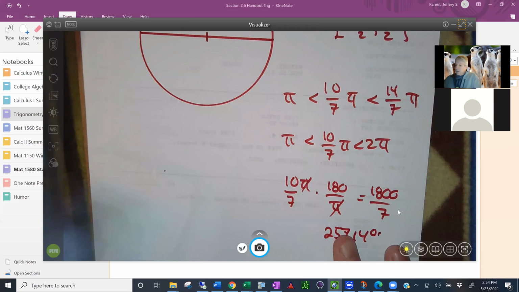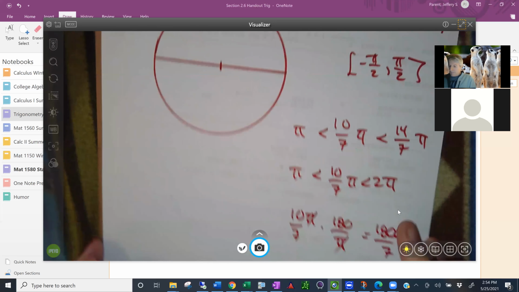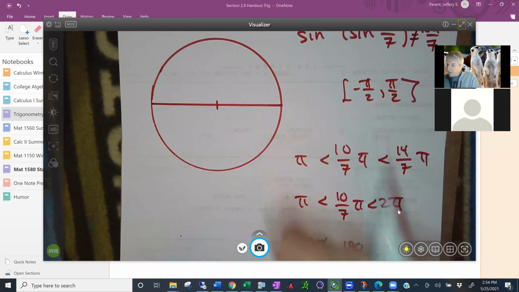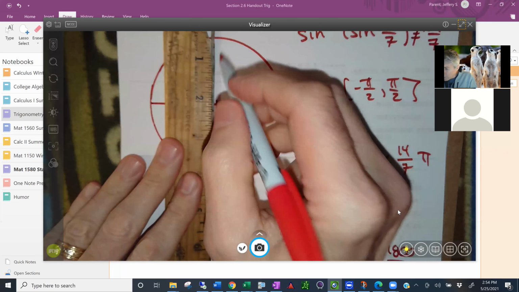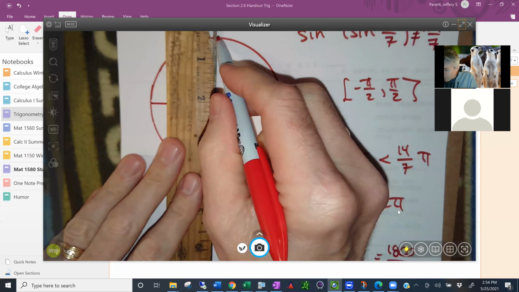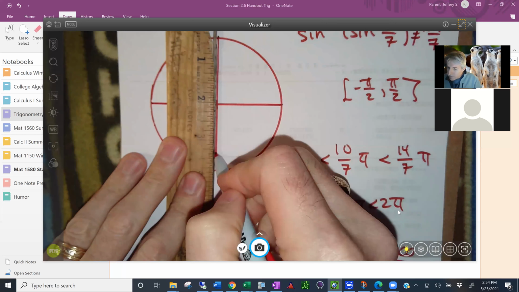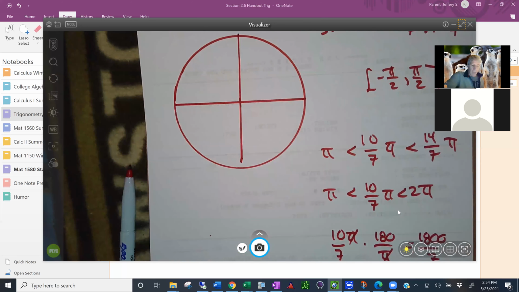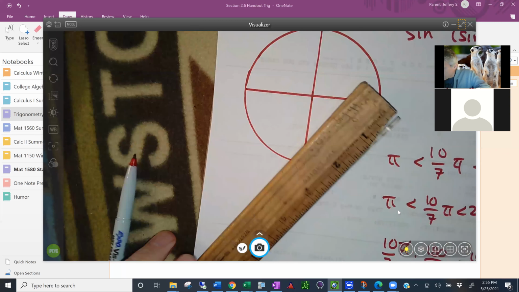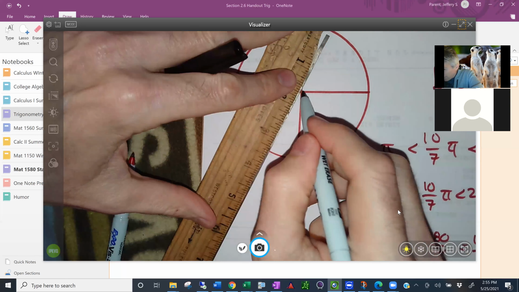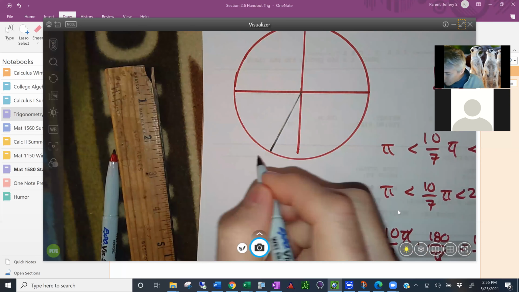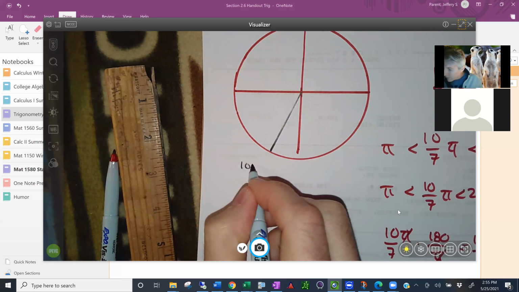Okay, so what quadrant does that put it in? Where's that going to be? That's going to be in the third quadrant someplace. So let's just draw an angle, not exactly at random, but a little bit at random. It doesn't have to be terribly precise here. So this is our angle, 10 pi over 7.